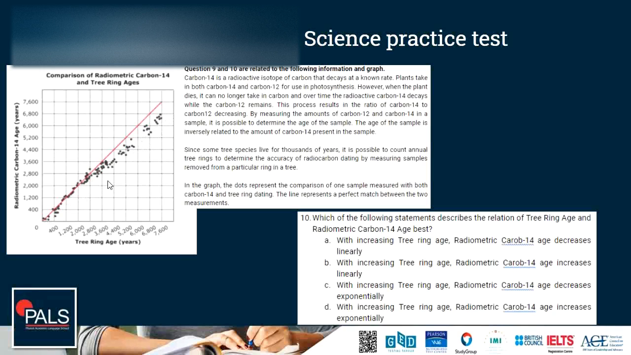And we can see, although the dots don't match perfectly the line, they match quite well. So we have definitely a linear increase. So the correct answer is B. Tree ring age increases, radiometric carbon-14 age increases linearly.